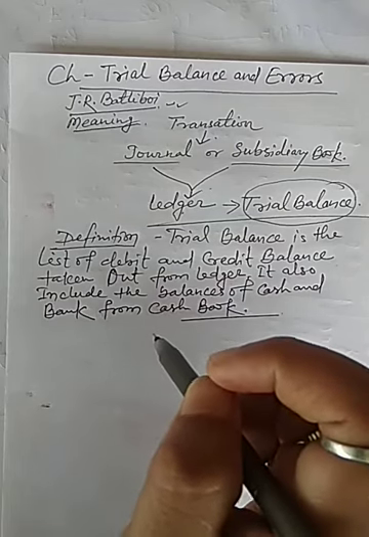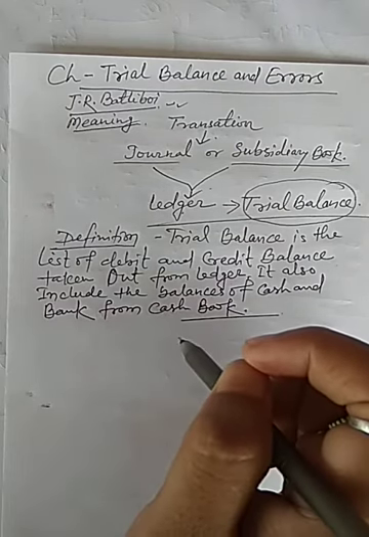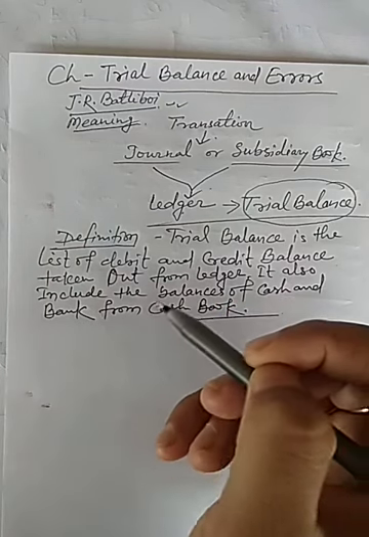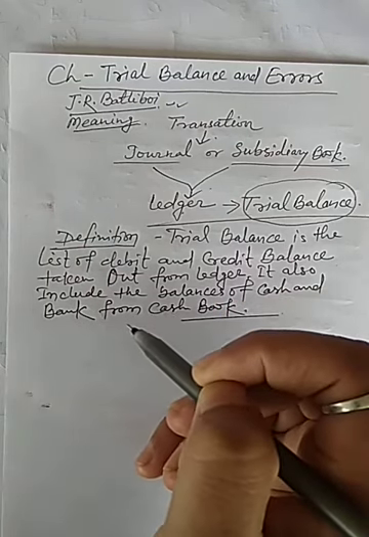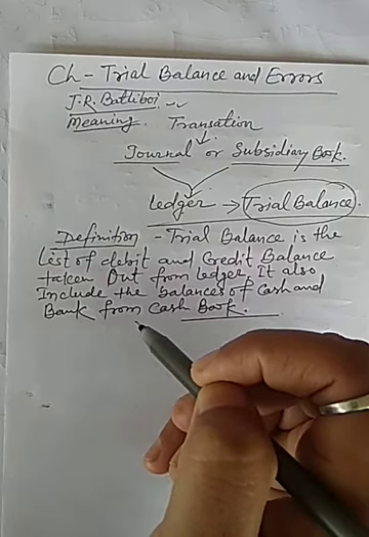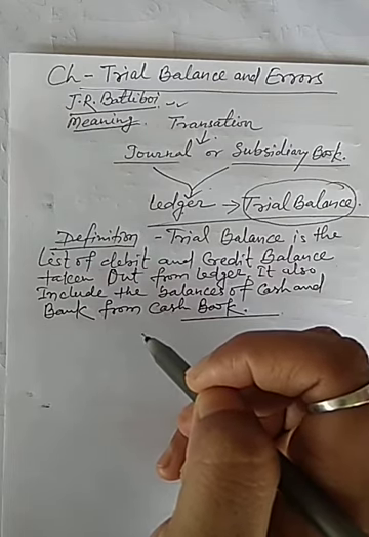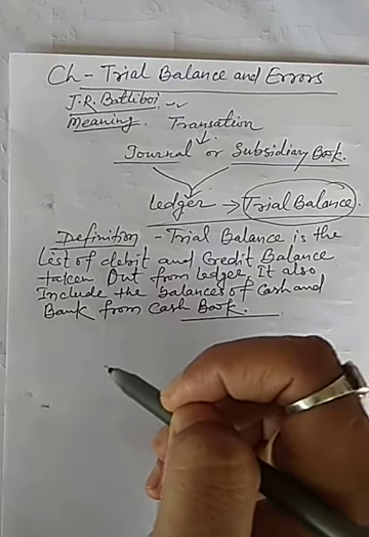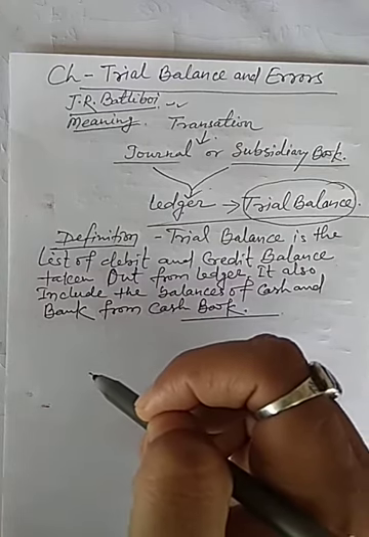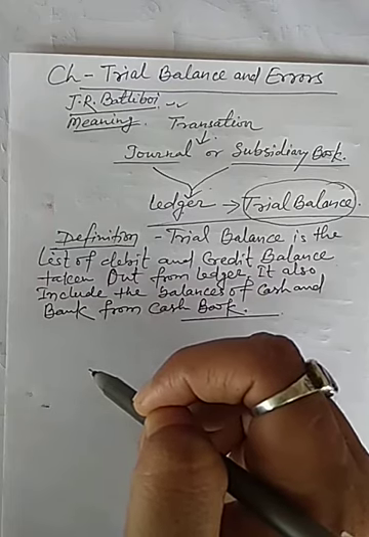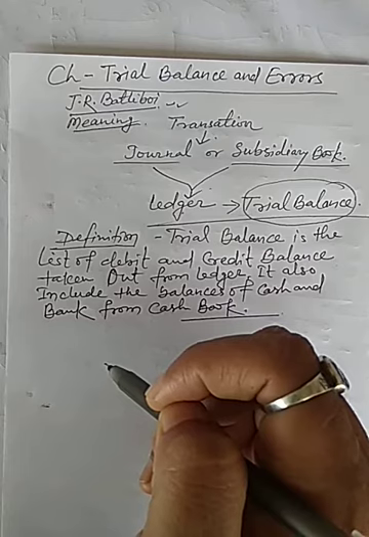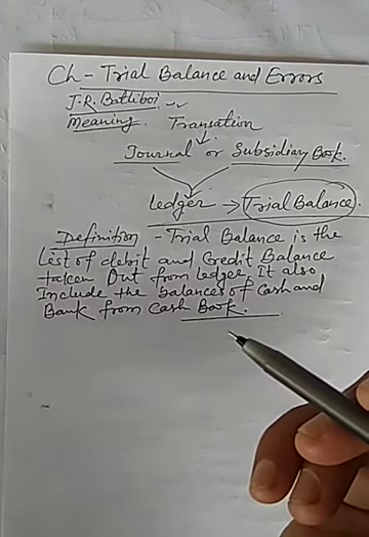Now, according to William Pickles, the statement prepared with the help of ledger balances at the end of the financial year or at any other date to find out whether debit total agrees with credit total is called trial balance.